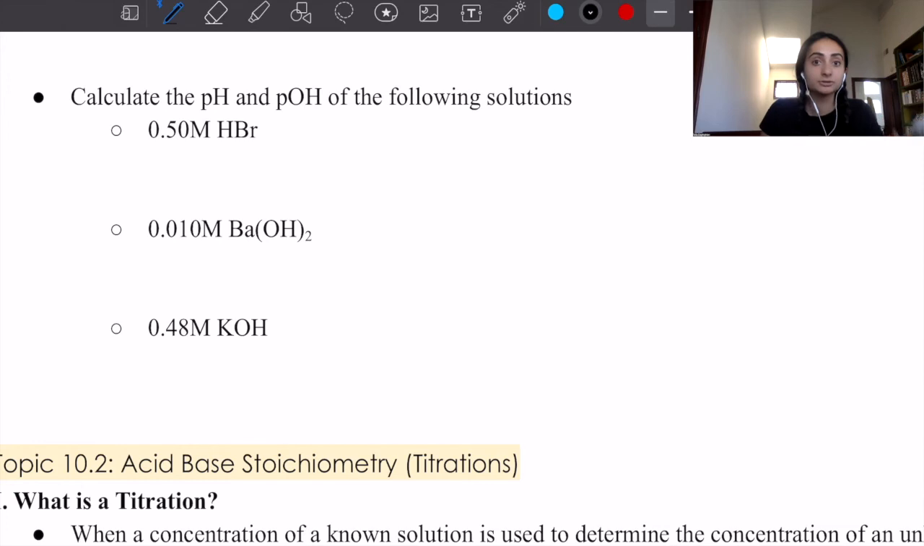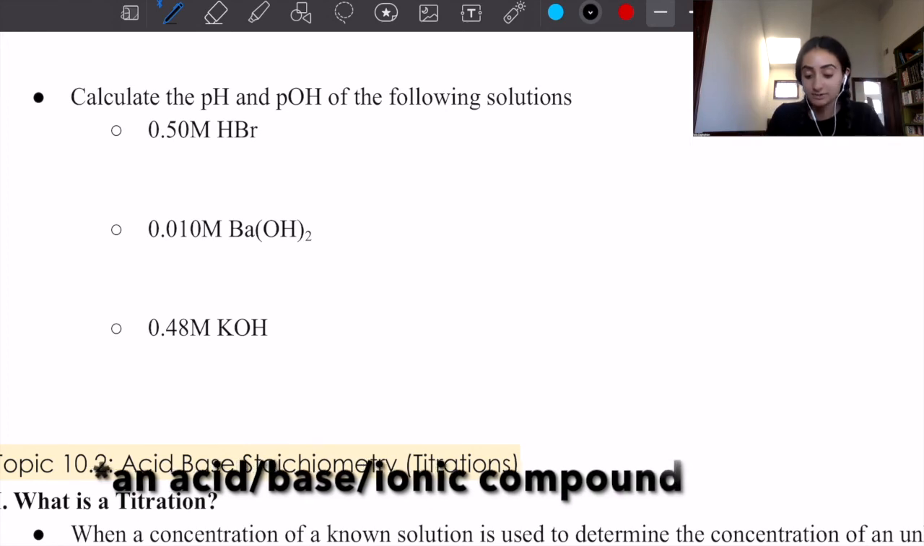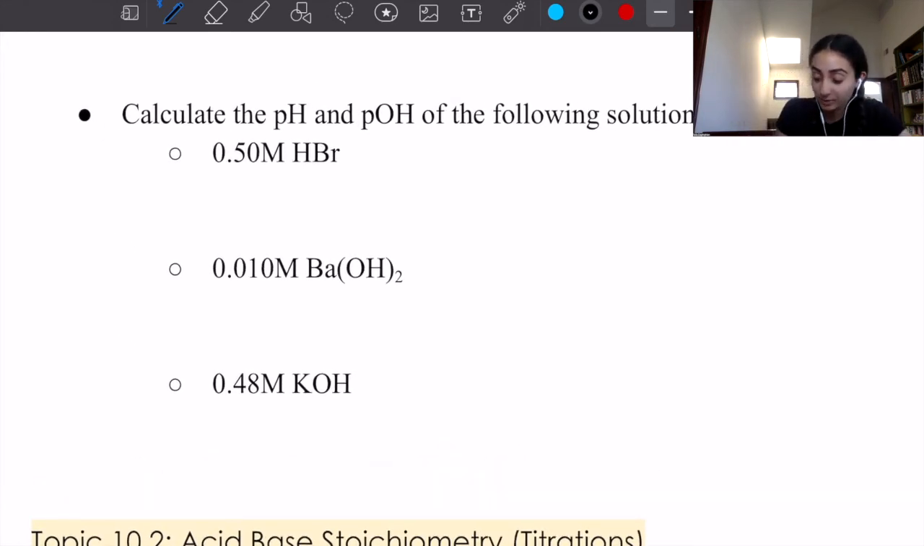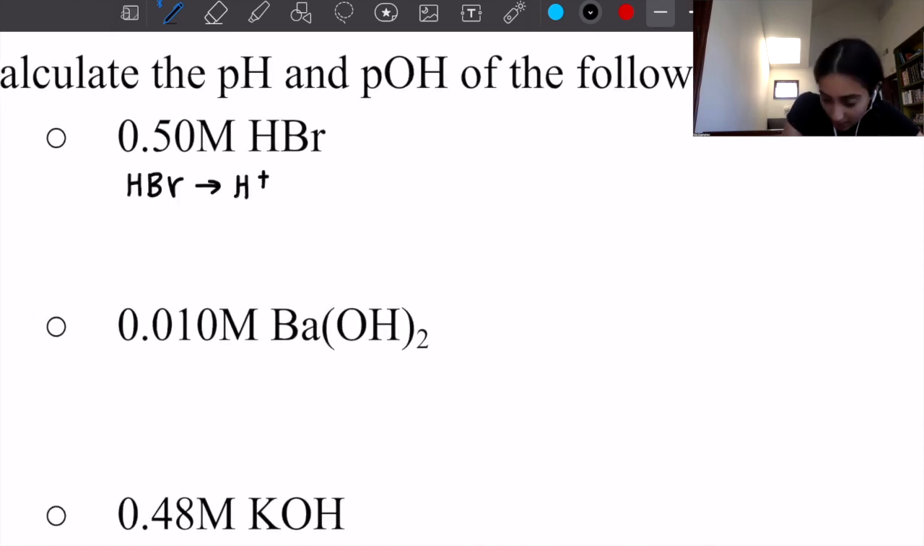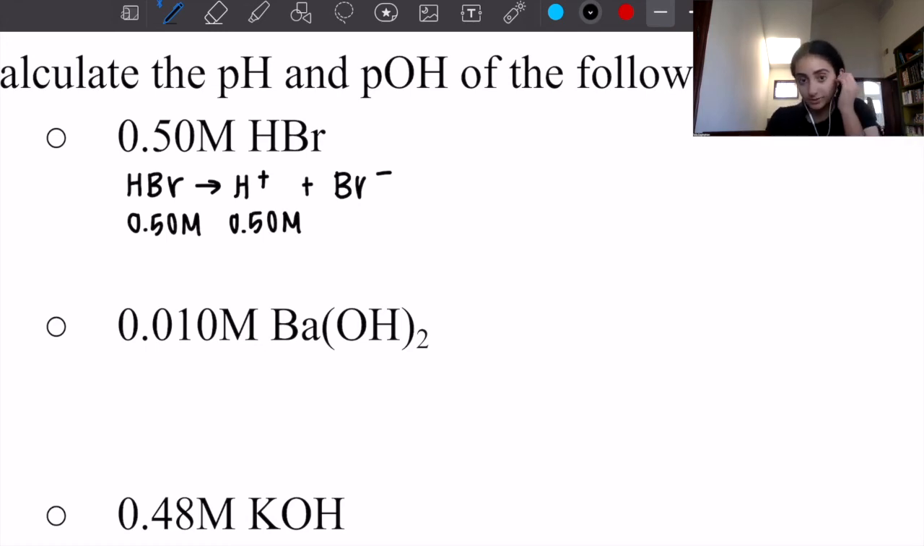Okay, so I'm also going to show you how to calculate pH and pOH from the concentration of a solute. So we're going to do an example with 0.50 molarity of hydrobromic acid. So I need to calculate the concentration of H+, but we know that hydrobromic acid dissociates. So I'm going to write a dissociation equation. So HBr dissociates into H plus and Br minus. So if the concentration of HBr is 0.50 molarity, then that means the concentration of H plus will also be 0.50 molarity.